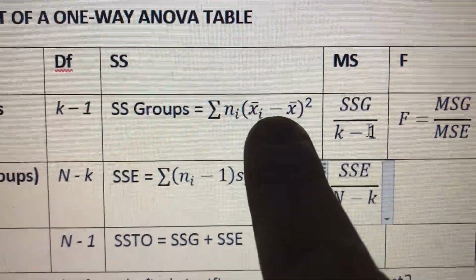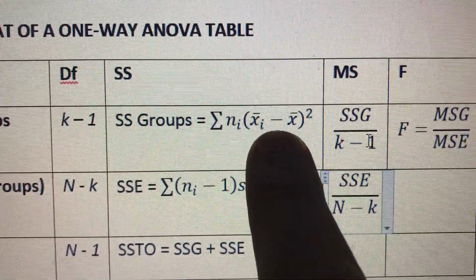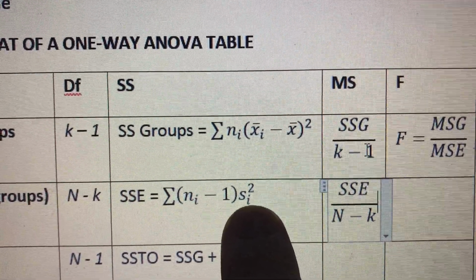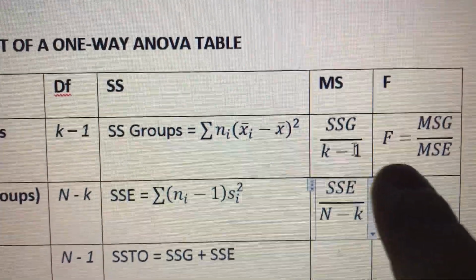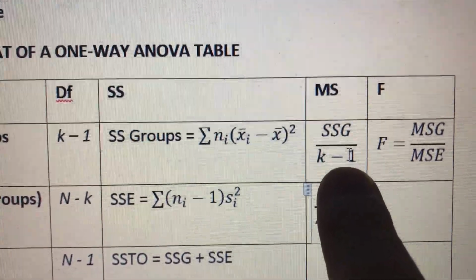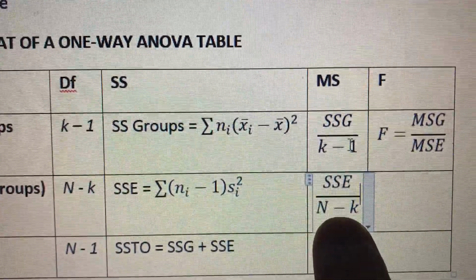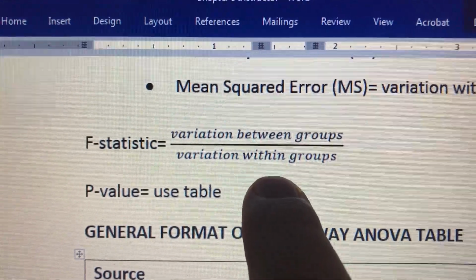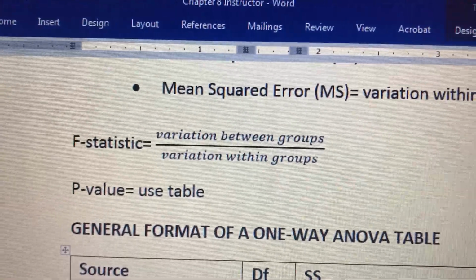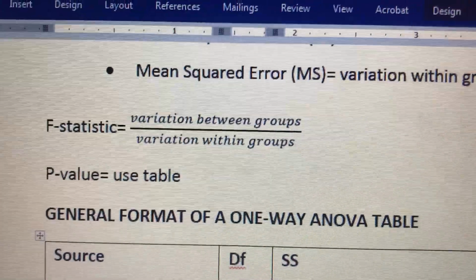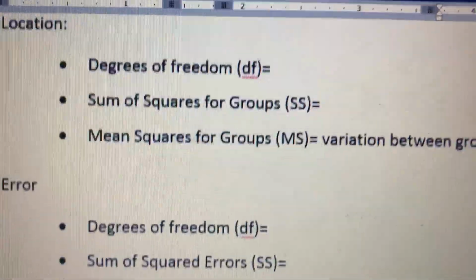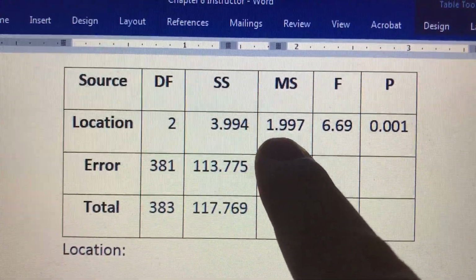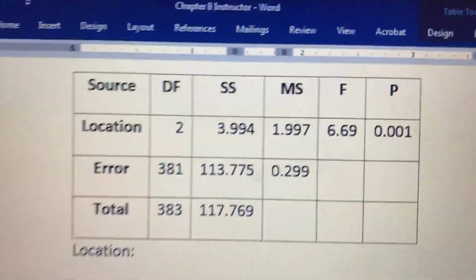So our variation between groups starts inside of our parentheses here. Our variation within groups deals with our s or our s squared there. This number quantifies the variation between groups. This number quantifies the variation within groups. On the previous page, we said that our F statistic is the quotient between the variation between groups and the variation within groups, which means if we go back up here, how we find our F statistic, it equals 1.997 divided by 0.299.